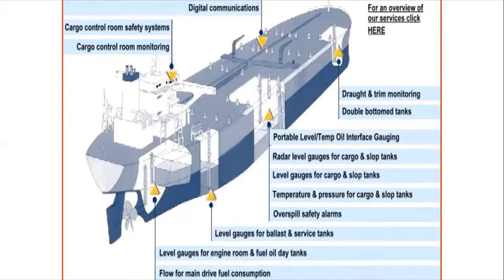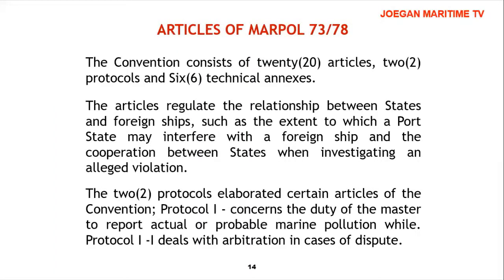This is the requirements for the construction of ships. The convention consists of 20 articles, 2 protocols, 6 technical annexes. The articles regulate the relationship between states and flag ships, such as the extent to which a port state may interfere with the flag ships and the cooperation between states when investigating an alleged violation.